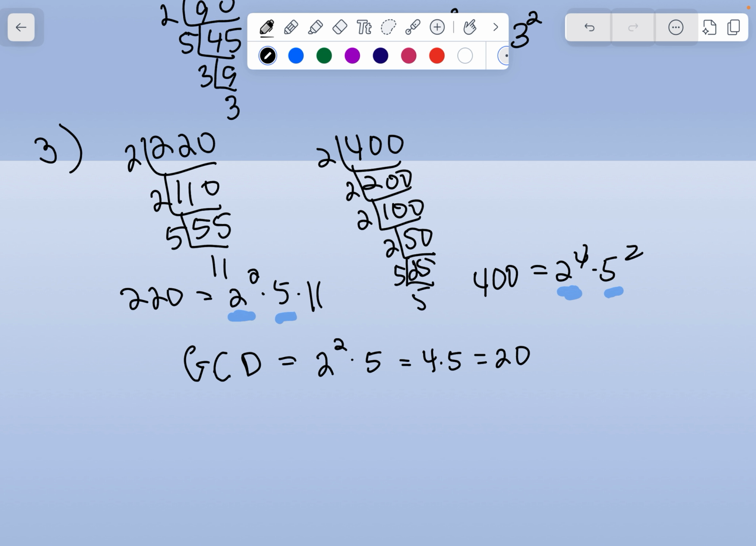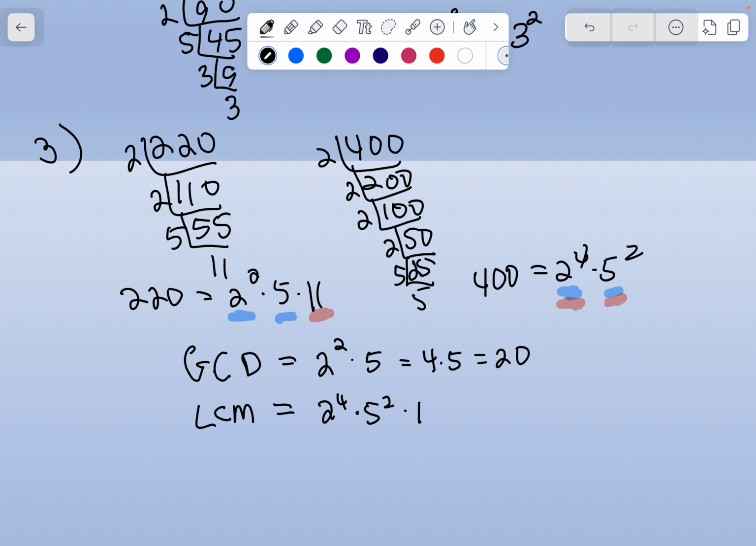Now, least common multiple, you use the largest, whether it appears in either location. So the largest power, I guess I should clarify, that I see on a 2 is a 2 to the 4th, so I got to include that. The largest power I see on a 5 is a 5 to the 2nd. I have to include that 11 because the largest power I see of one of them is just one of them.